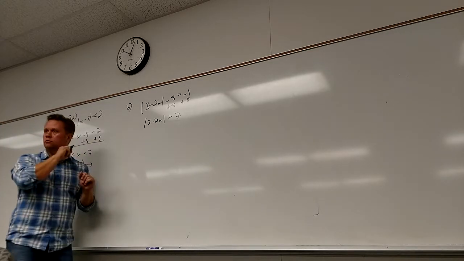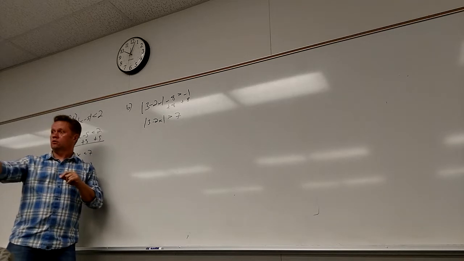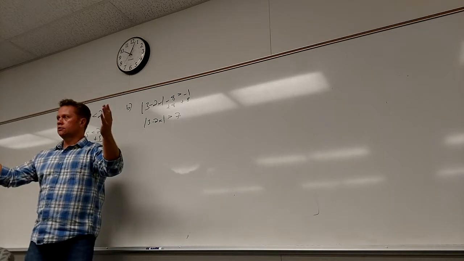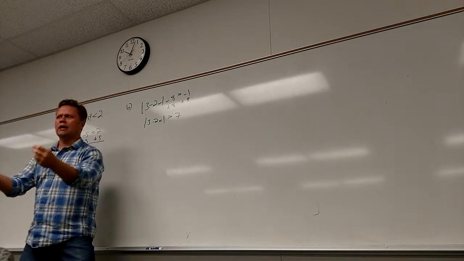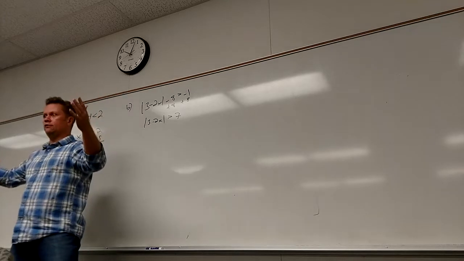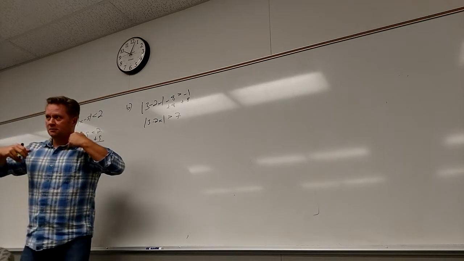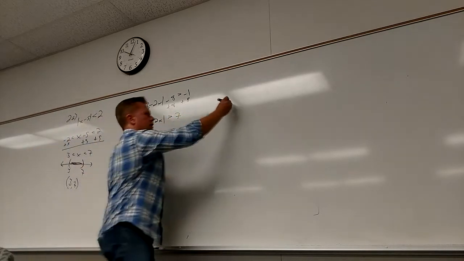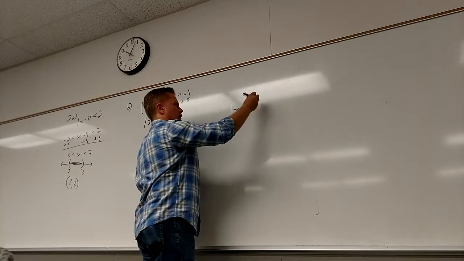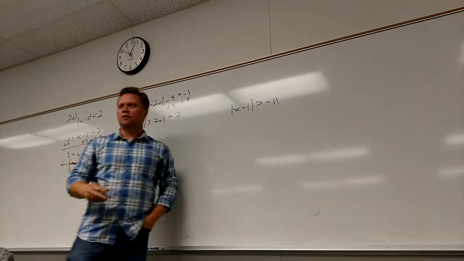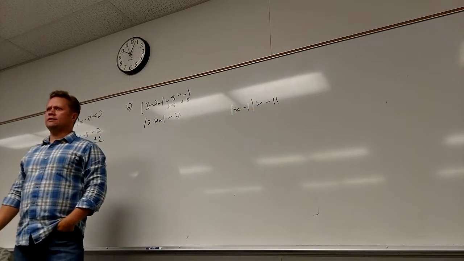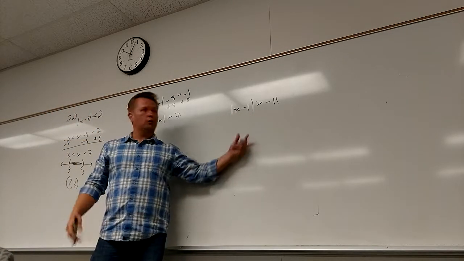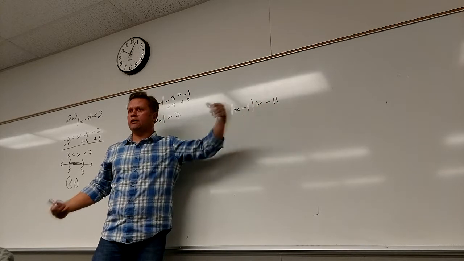So if it's greater than a negative, all real numbers. Does that make sense? Because any absolute value of anything is going to be bigger than a negative. Because it always comes out positive, or at least 0. So if I had a problem like the absolute value of x minus 1 is greater than -11, it doesn't matter what x is. What kind of number are you going to get here no matter what? You're going to get a positive number, or 0. And that's always bigger than -11. So the answer would be all real numbers.